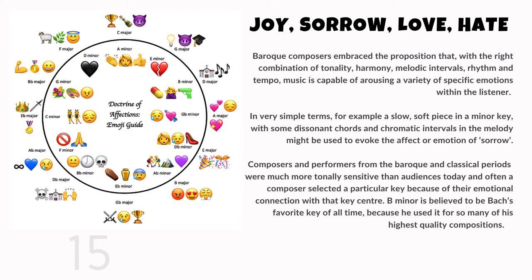Baroque composers embraced the proposition that, with the right combination of tonality, harmony, melodic intervals, rhythm, and tempo, music is capable of arousing a variety of specific emotions within the listener. In very simple terms, for example, a slow, soft piece in a minor key, with some dissonant chords and chromatic intervals in the melody, might be used to evoke the effect or emotion of sorrow.